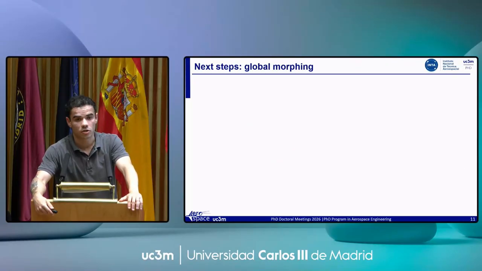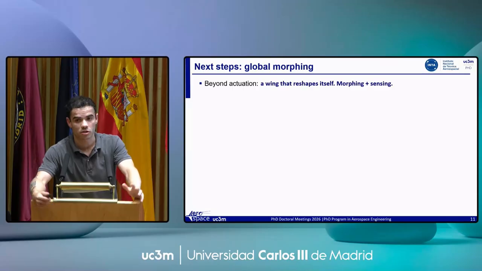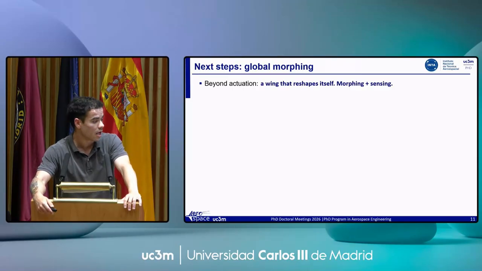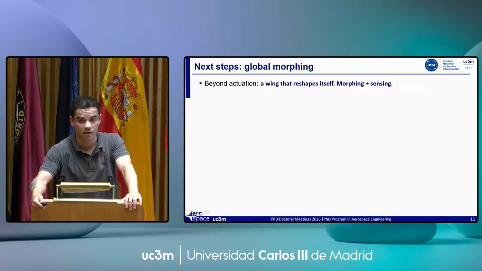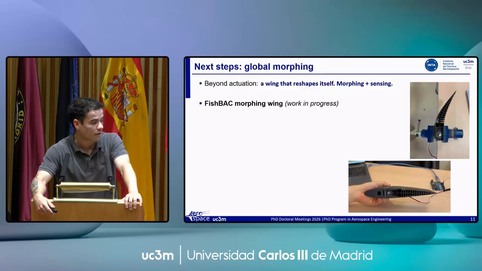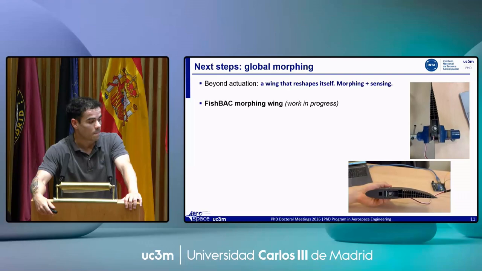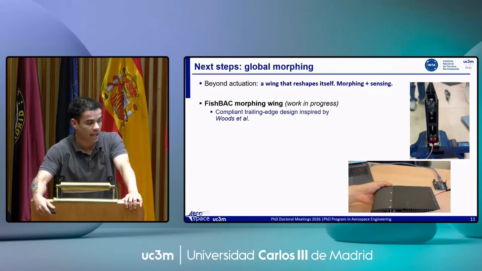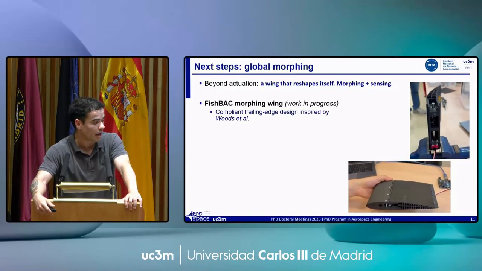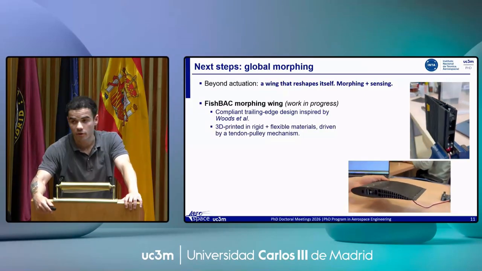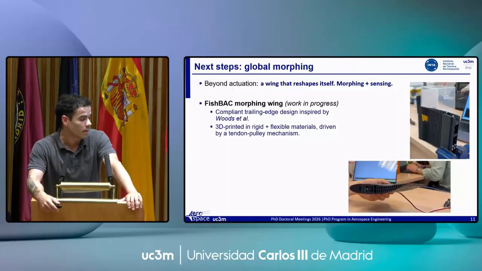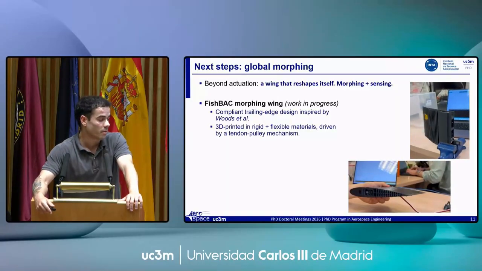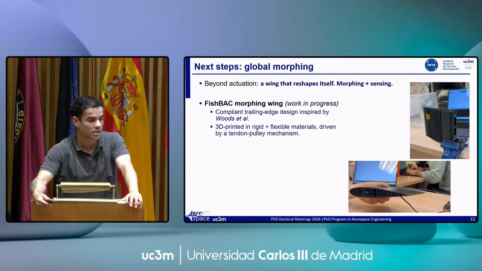Okay, once we have finished with flow control, we have to move towards geometrical changes with the morphing wings. The goal is to create a wing that can reshape itself. So we are creating a fishbone morphing wing. It's a wing with a compliant trailing edge design inspired by Wood's work. It is 3D printed, combining rigid and flexible materials, and the mechanism is driven by a tendon pulley system.